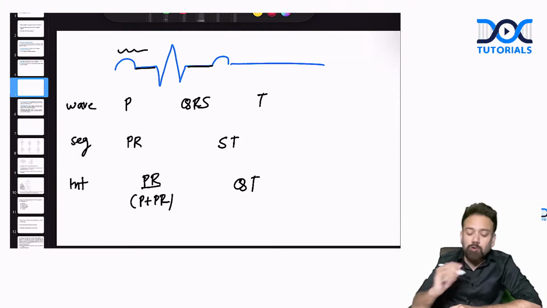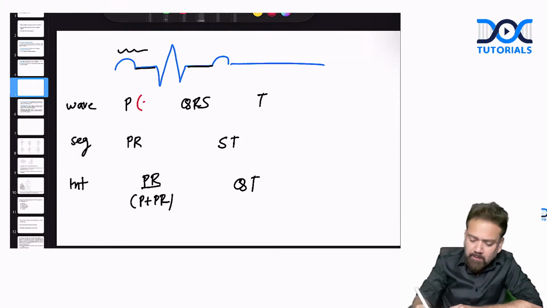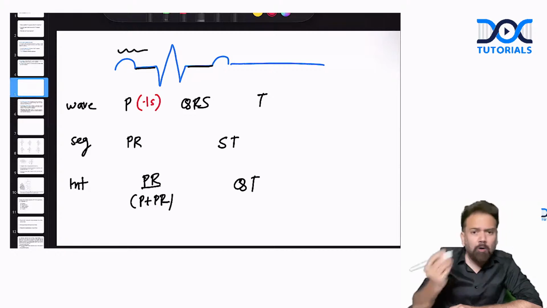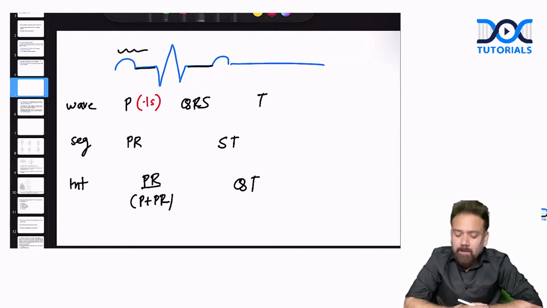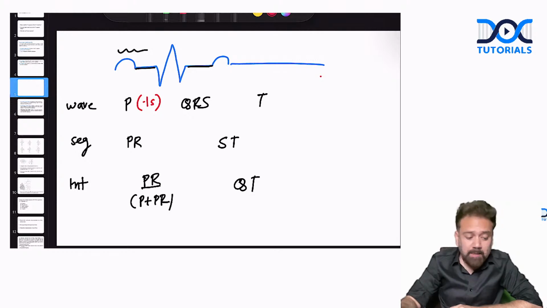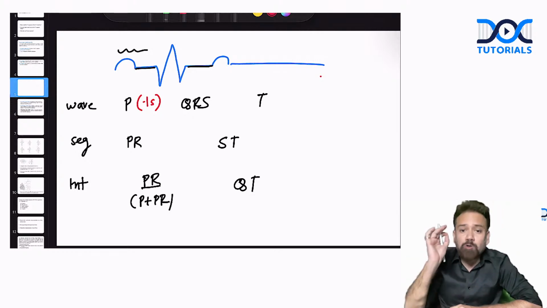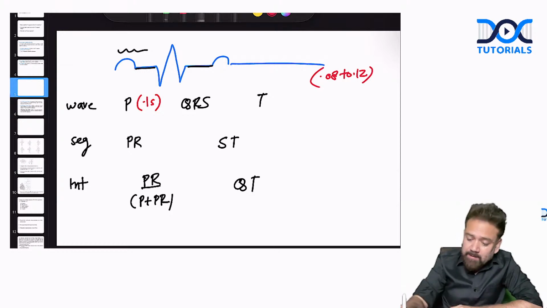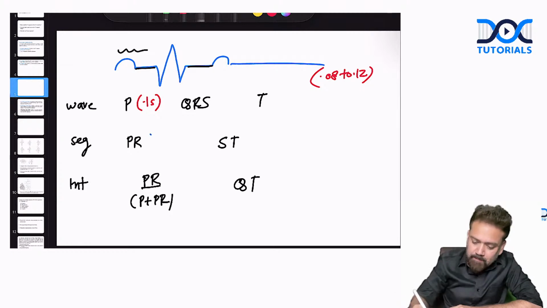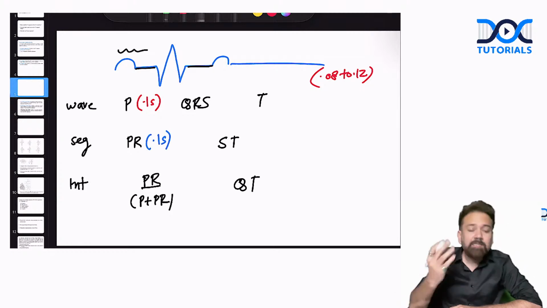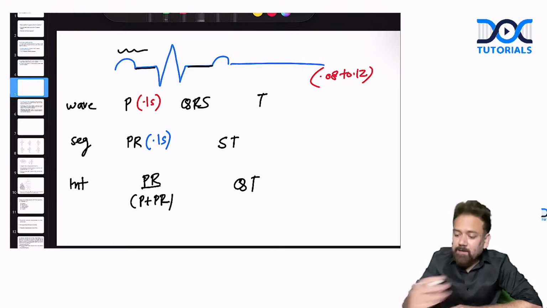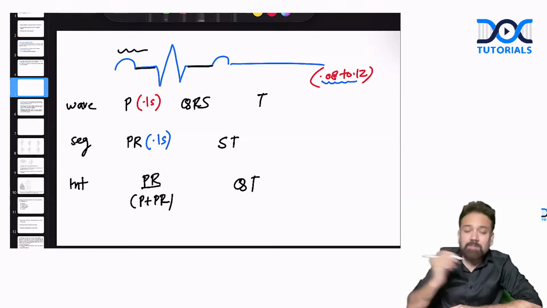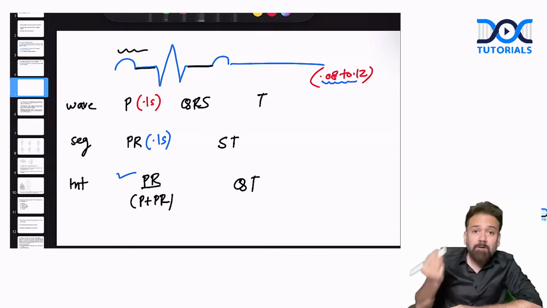Now about the time. P wave is around 0.1 second. Actually, it is a range. In medical science, there is always a range, never an absolute value. But just to remember, you can say 0.1 second. Otherwise, you can say 0.08 to 0.12. Again, PR segment is 0.1 second, very easy to remember for your exam. So again, the range will be 0.08 to 0.1 second.